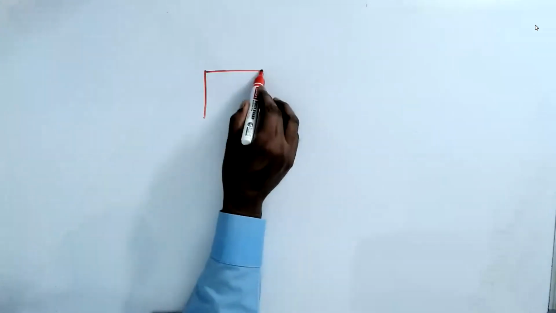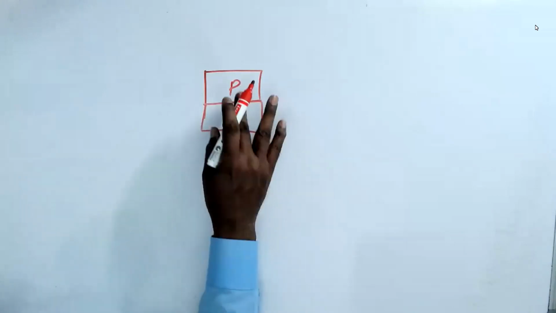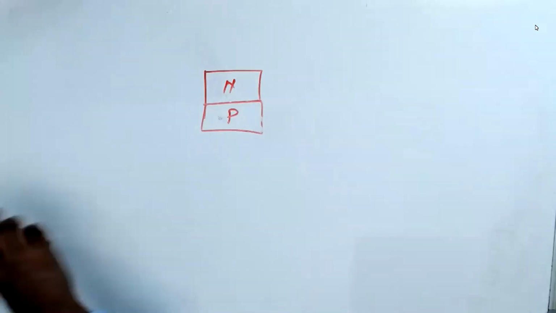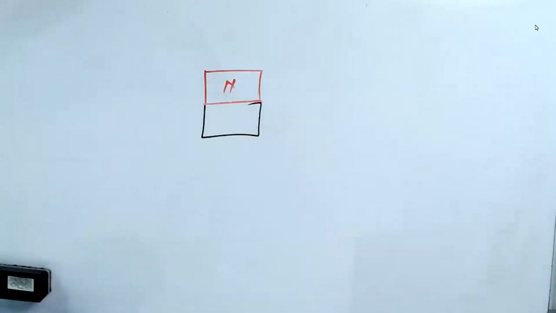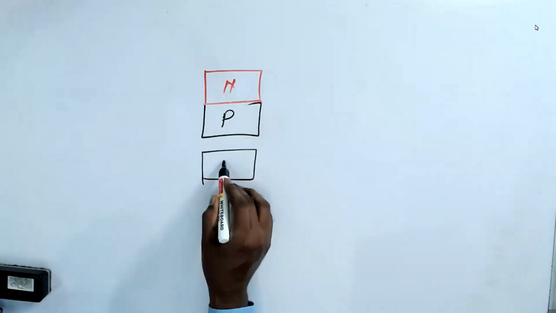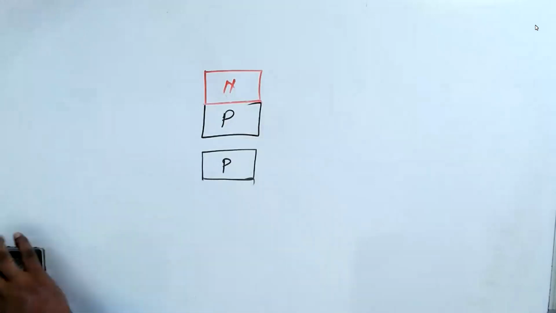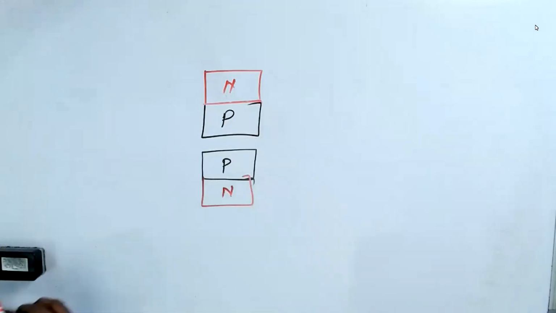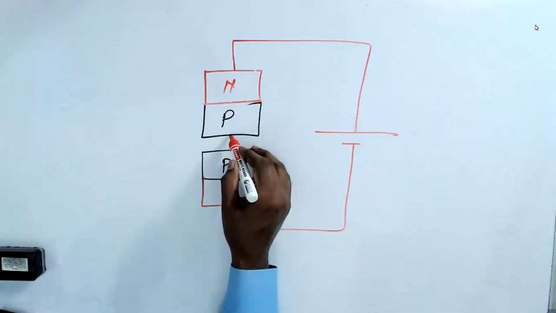See here, I have a diode, N and P. Let me draw this in black, then you will understand. So N and P, and they had another diode, N and P. The two diodes. Now, if you connect a battery here, these two are connected.